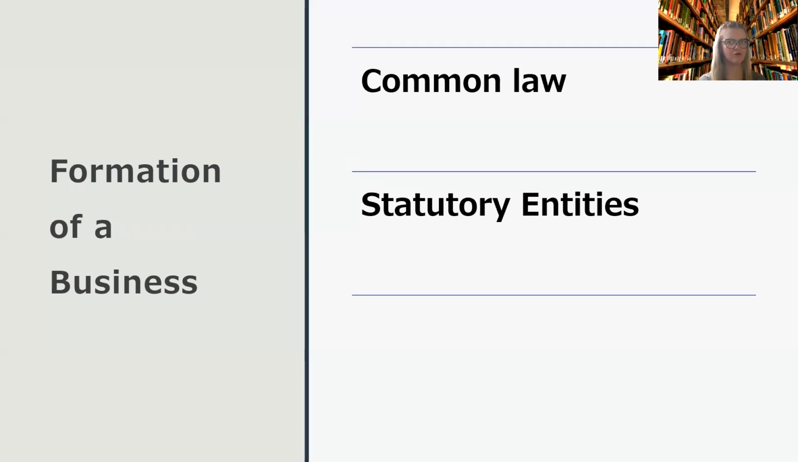Okay, next we have formation of a business. So we've got common law entities and statutory entities. Common law entities are entities that exist without an enabling statute. So first we have sole proprietorships. These are essentially proprietorships that have no requirements to form, and so they can operate a business without any requirements for forming or filing or anything like that.